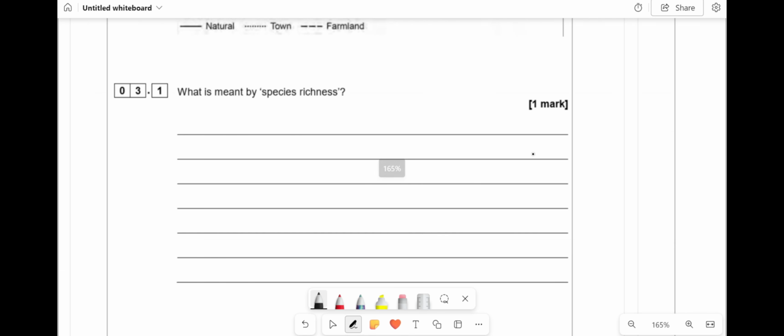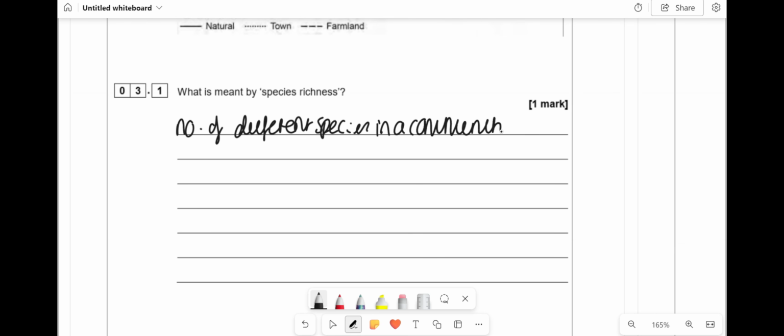Fine. So then it says, what is meant by species richness? It's just the number of different species in a community. You can't say population, because the population is the number of individuals of each species. So for example, if I have woodland and I look at a very specific type of bird, the population would be that bird within that ecosystem. So a community is individuals of all these different species within a certain environment.